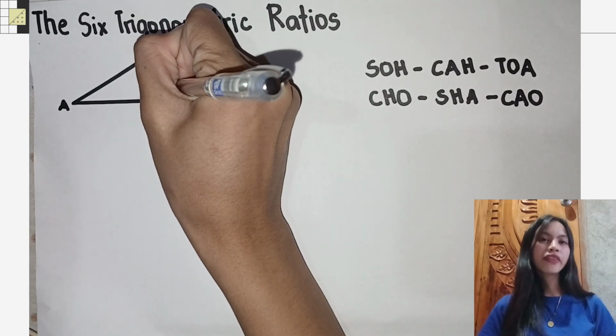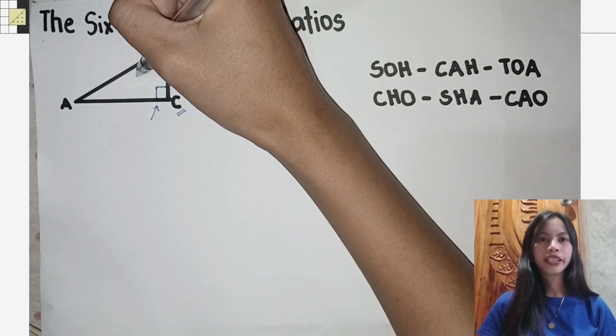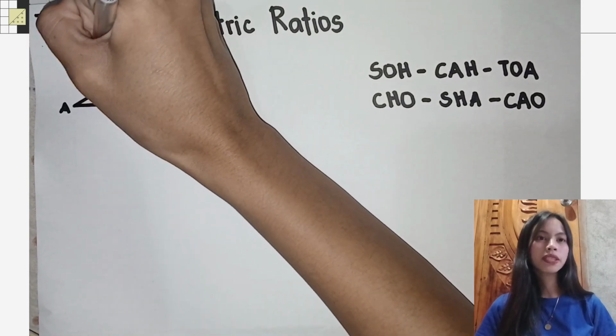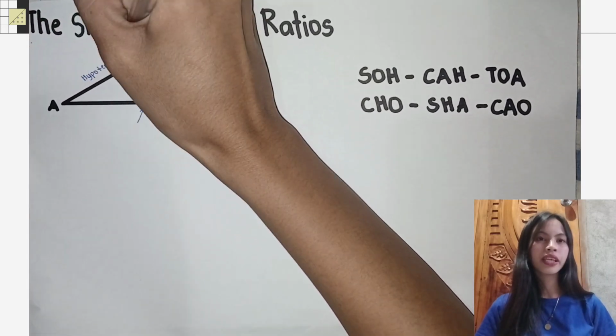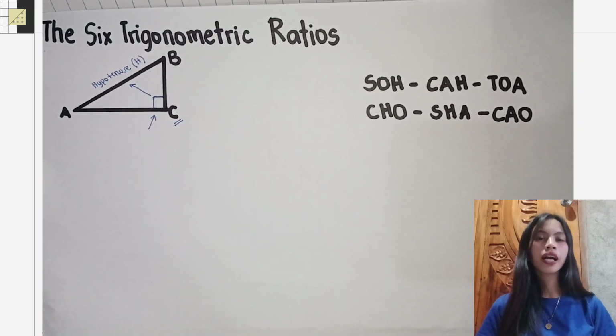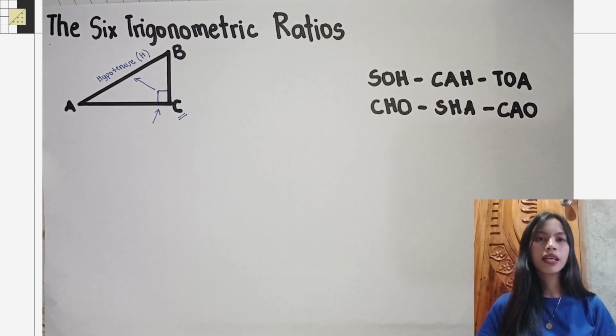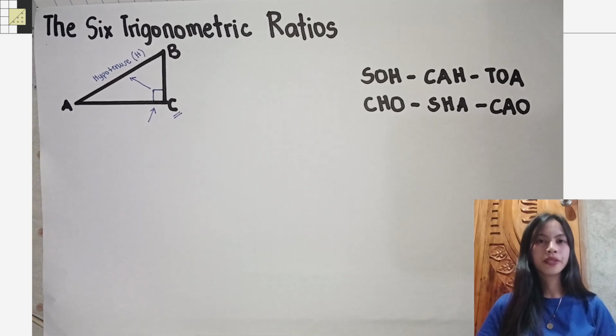Now, I will show you the 6 trigonometric ratios. But before that, let us first identify the different parts of our right triangle. First, we have the angle C. As you can see here, our right angle is here. This means that the side opposite the angle C is the hypotenuse. Next, we have the opposite side and the adjacent side, but it only depends on which angle we will use.